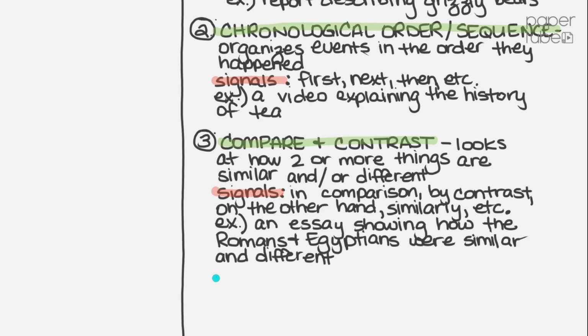Some signal words or phrases to watch for this one are in comparison, by contrast, on the other hand, similarly, etc., etc. There's plenty that we can use to connect two things being similar and two things being different. An example of a compare and contrast text structure would show up in an essay that is showing how Romans and Egyptians were similar and different.